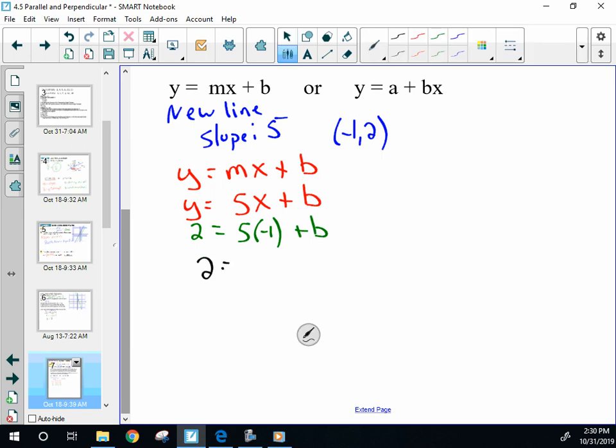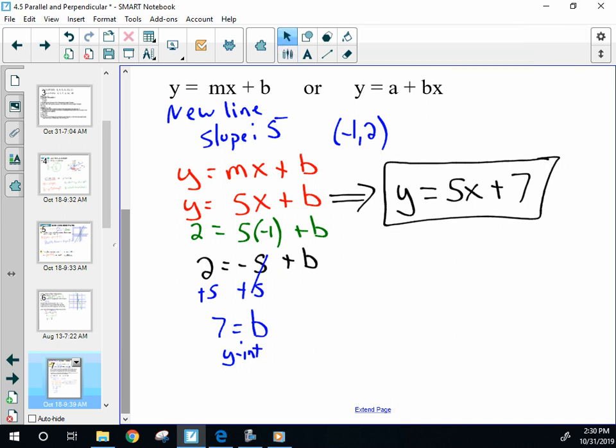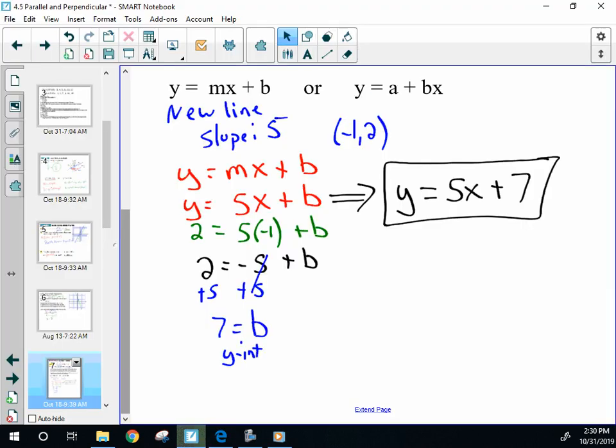5 times -1 is -5 plus b. To solve for b, I'm going to add 5 to both sides. 2 plus 5 is 7. So b is 7. That means the y-intercept of my new equation is 7. Therefore, using my equation, y equals 5x plus b. Now that I know b is 7, I can get rid of the b and give my answer as y equals 5x plus 7, which, quickly popping back to GeoGebra, is what we said the answer was going to be graphically.